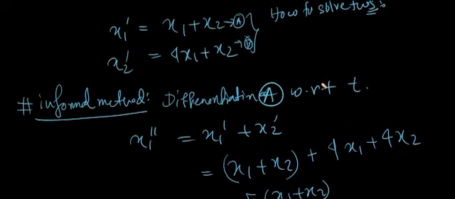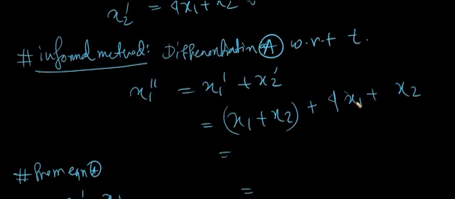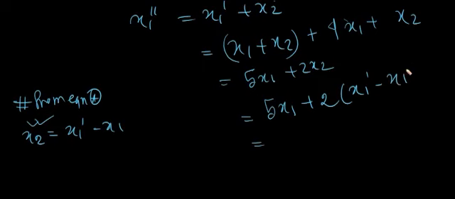Oh yeah, I made a mistake. I'm sorry about that. There shouldn't be a 4 over here. Sorry, my mistake. Because it was 4x1 plus x2, so it shouldn't be 5. Let me just rewrite this whole thing. So this is just 5x1 plus 2x2, and then we are going to use this thing. So this is 5x1 plus 2 times x1 prime minus x1. So ultimately we have 3x1 plus 2x1 prime, and this was equal to x1 double prime.